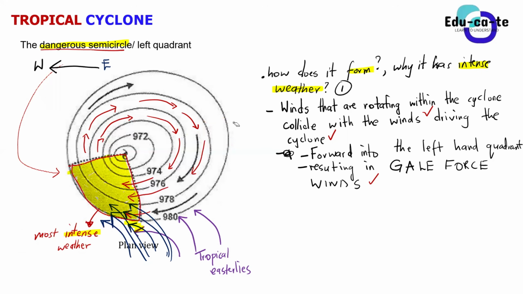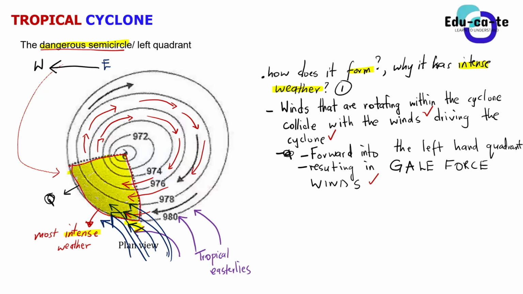Sir, I wanted to ask, in the question paper, how will they ask me the question? Or will they always ask it like this? Usually they ask it in this way. They can give you just a letter representing this place. Maybe they can just say this is a region Q. If they say explain the formation of the region Q, you have to just explain that the region Q is a dangerous semicircle or a left-hand quadrant.